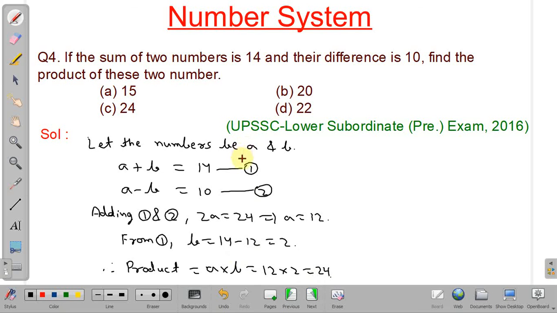Now you should have one question in your mind that we don't know whether A is greater or B is greater. So it should be plus minus 10. So you can use that option also. But in that case, what will happen? You will get A minus B equal to minus 10, and when you solve equation 1 and equation 2, the numbers will be A equal to 2 and B equal to 12. That is, numbers will be interchanged. Okay, but answers will be same. So product will also be same. So product is 24. So our correct option is C.